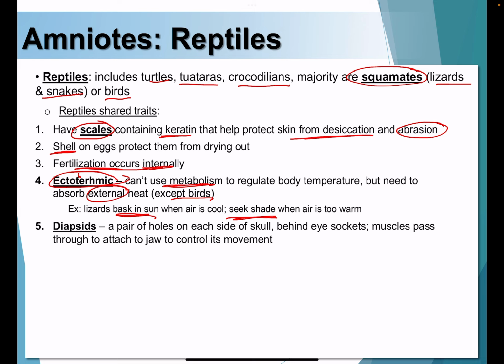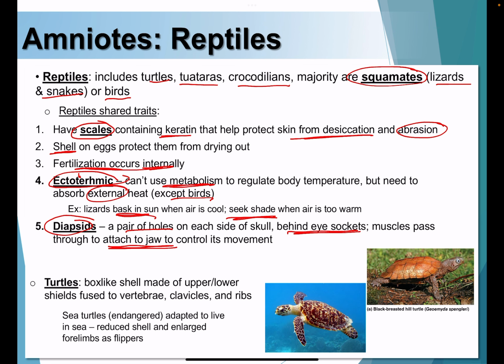Last but not least, you have diapsids. All reptiles are diapsids, which means they have a pair of holes on each side of the skull behind the eye sockets, where muscles can pass through those openings to attach to the jaw and control the jaw's movement. This is very critical. When you think of reptiles compared to sharks, their jaw muscles are probably not as powerful, but what allows them to still have those contractions for catching and biting prey is the fact that they have this muscle that controls their jaw movements.